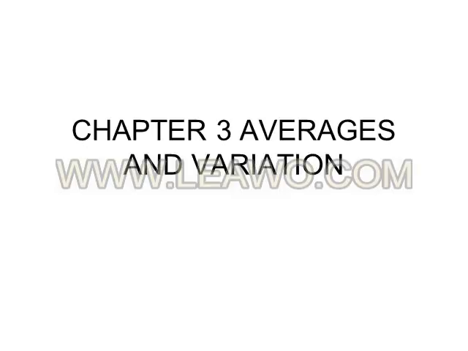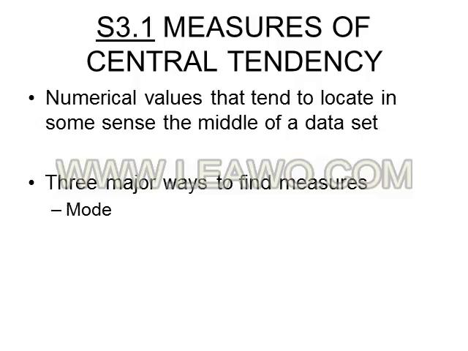This is Chapter 3. We'll be talking about averages and variation. We're going to begin with Section 3.1, Measures of Central Tendency. These are numerical values that will tend to locate, in some sense, the middle of a data set. There are various ways that you can do that. We're going to look at the three major ways to find these measures.